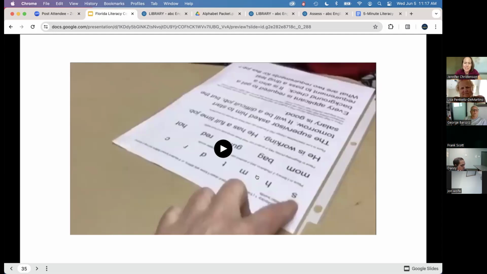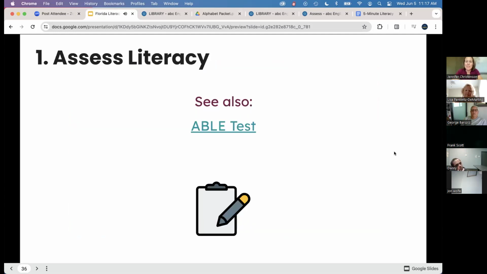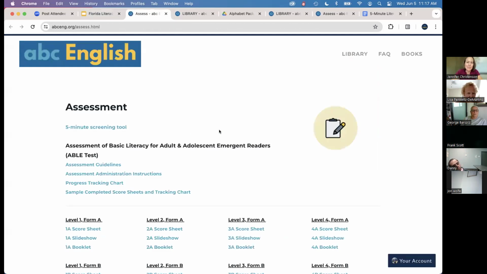But anyway, this quick reading sample for this student, I would have her stop reading here. I don't need her to read these other examples because I have the information that I need, which is that this student would really benefit from getting some targeted literacy instruction. Okay. So I also wanted to point out that there's another assessment tool called the ABLE test that is also free at the ABC English website.